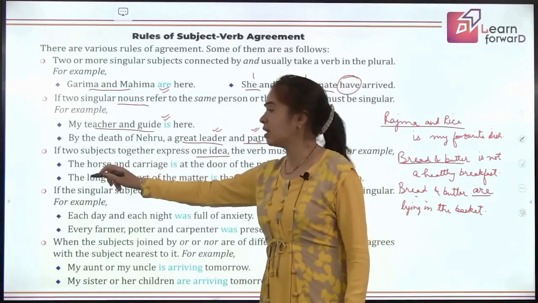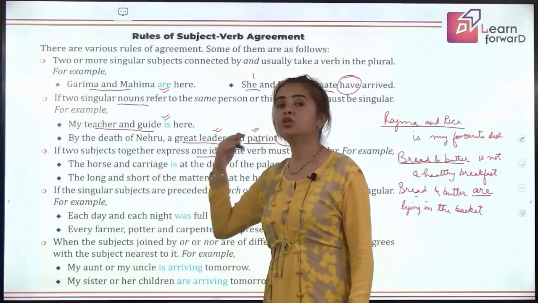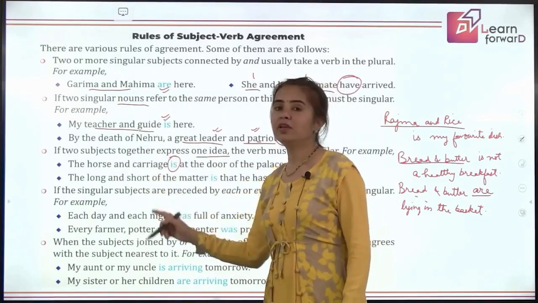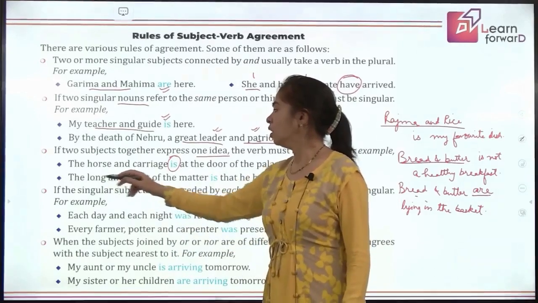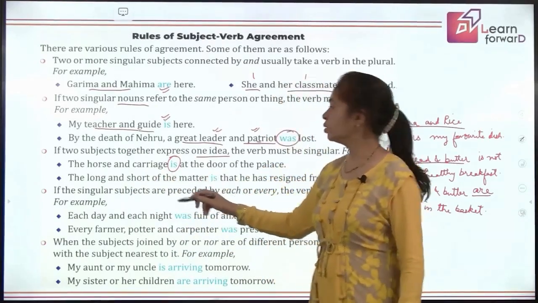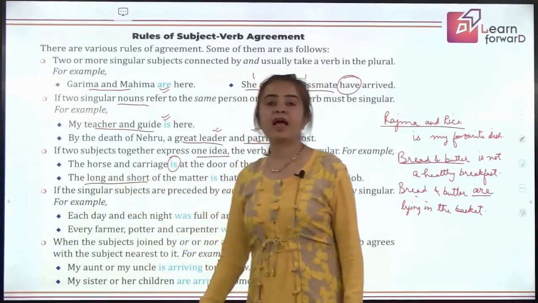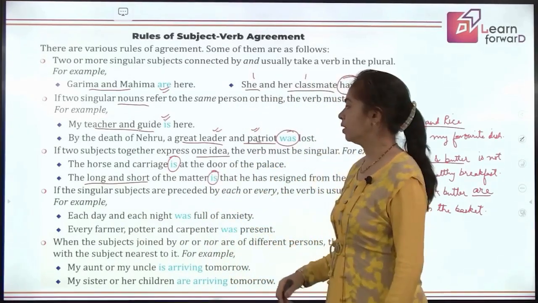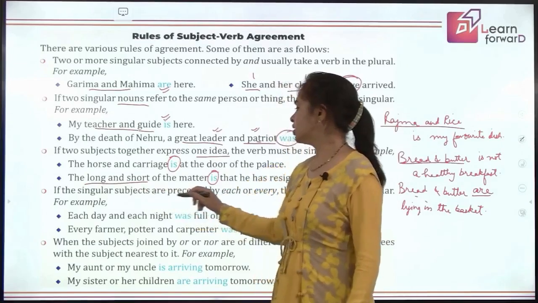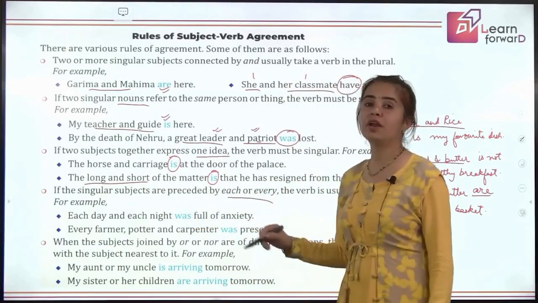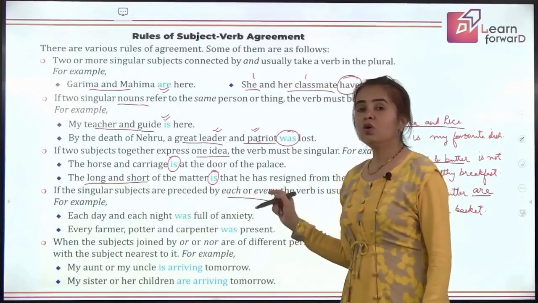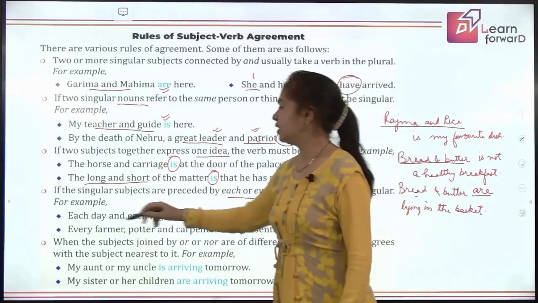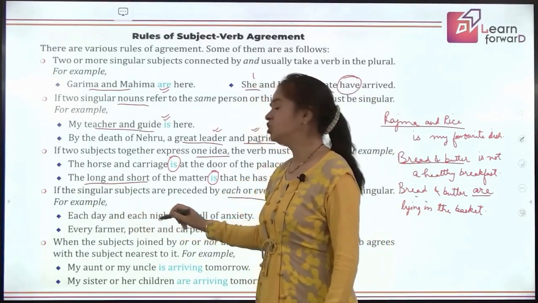Let's read the examples here. The horse and carriage. So together it is there, is at the door. So it is one unit only, one single idea. The long and short of the matter. So here again, we are talking of it as one idea only. So we are using the singular verb here. Coming to the next, if the singular subjects are preceded by each or every, these are taking singular verbs with them always, like each day and each night.